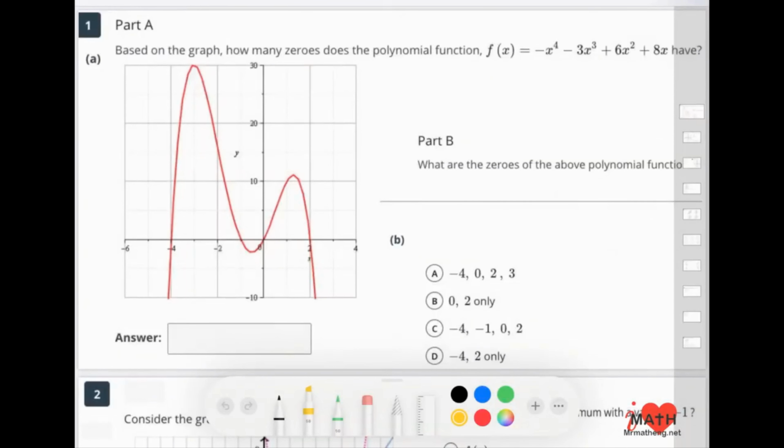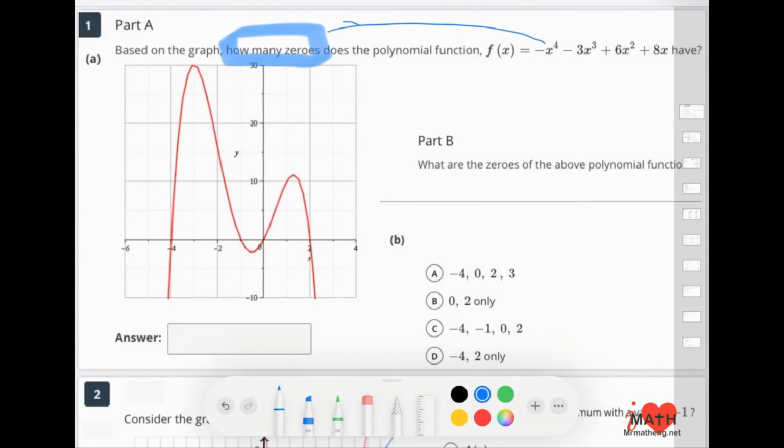Hey guys, this is your Quiz Corrections Integrated Math 3, quiz number 3, January 31st, 2024. Question 1a, based on the graph, how many zeros does the polynomial function have? I'm going to answer this question in multiple ways, and I don't even need to use the graph. So, how many zeros?